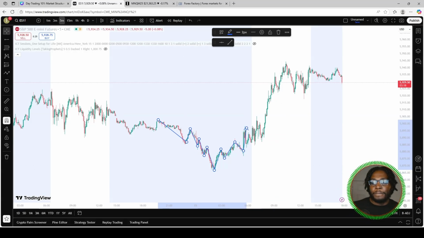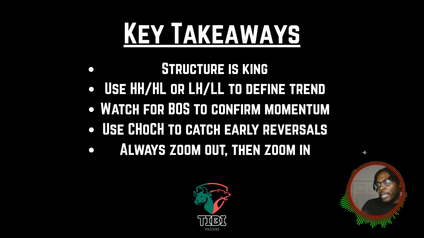All right. Okay, so the key takeaways from this lesson is that structure is king. You want to use higher highs and higher lows, or lower highs and lower lows, to define the trend. You want to watch for break of structure to confirm your momentum, and you want to use change of character to catch early reversals. You always want to zoom out to see the bigger picture and then zoom in for precision.